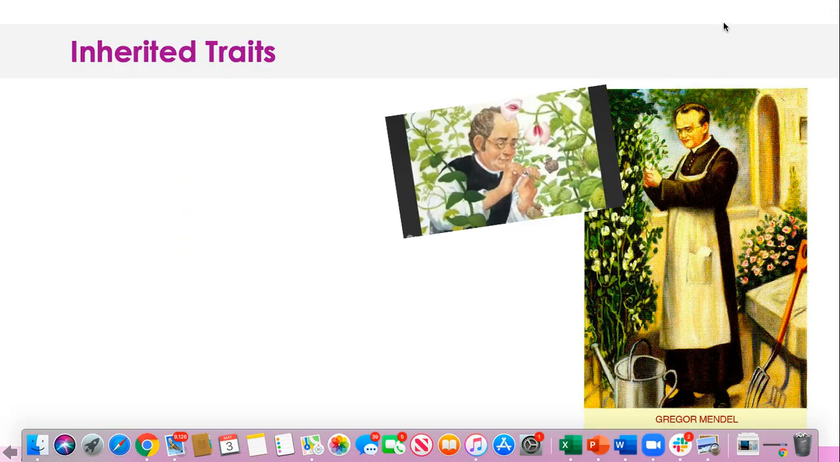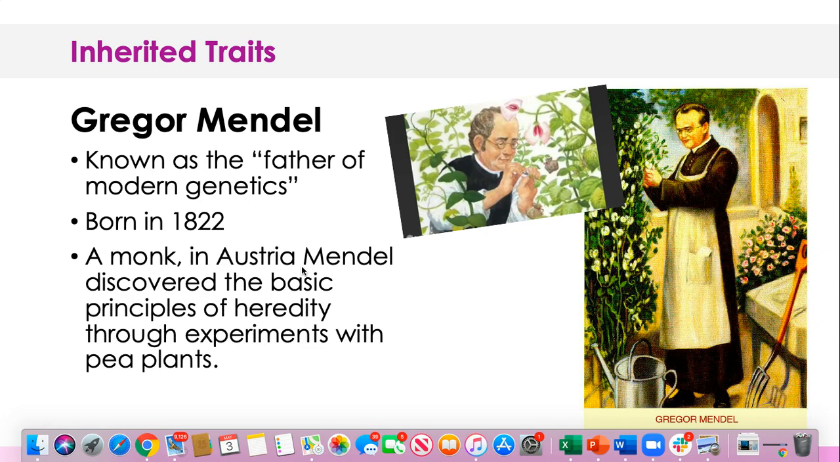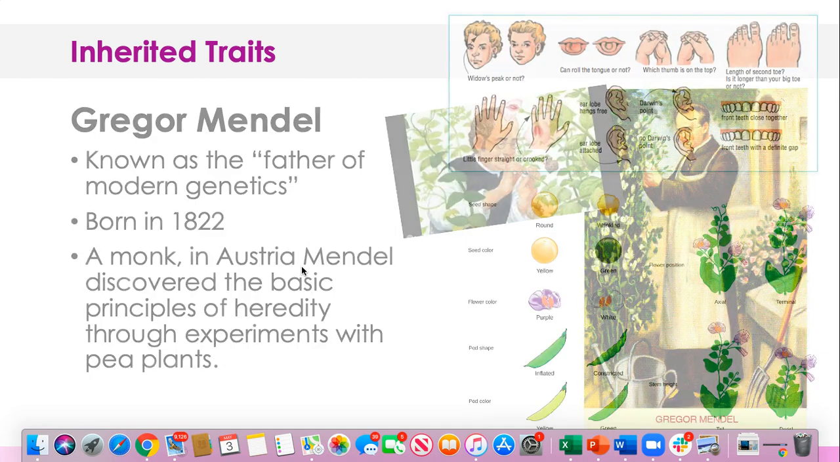Let's talk about who actually figured this out for us. His name was Gregor Mendel, and Gregor Mendel is known as the father of modern genetics. So if you ever go and study genetics, you're going to be basically studying his findings. He was born in 1822, and he was a monk in Austria. Mendel discovered the basic principles of heredity through experiments with pea plants.